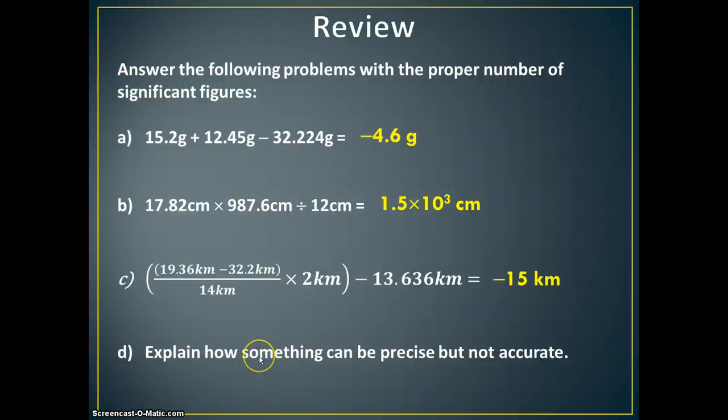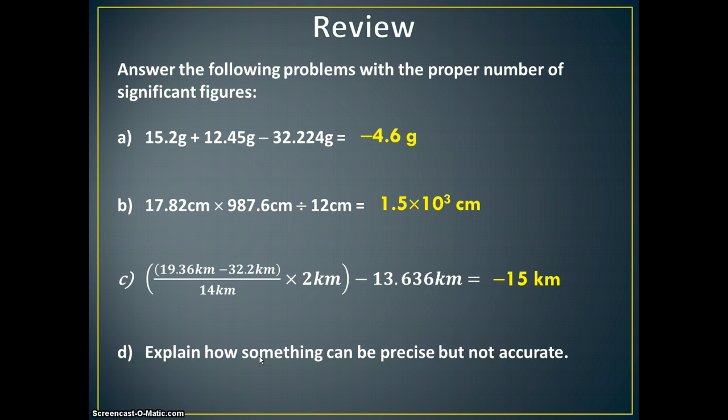Then part D, it says explain how something can be precise but not accurate. If we'll remember, precise just means close together. I can have data that's consistently wrong. If you've ever been to the bowling alley and thrown your ball and always hit the gutter in the same spot before you get to the pins, you're throwing in the same place every time. You're consistent, you're precise, but you're consistently wrong, so you're not accurate.